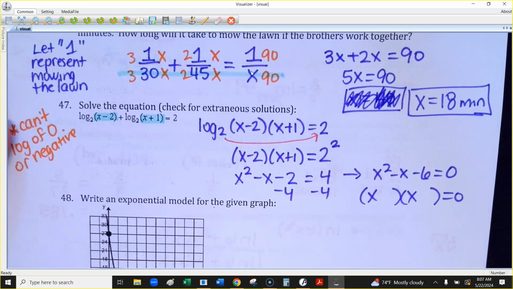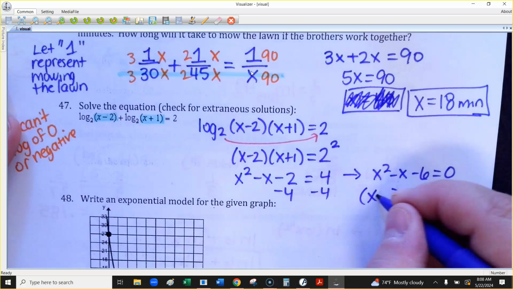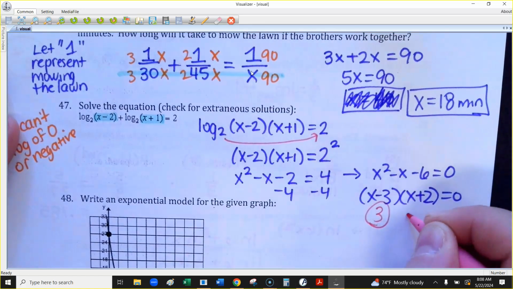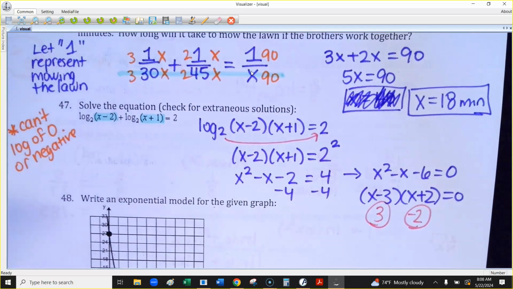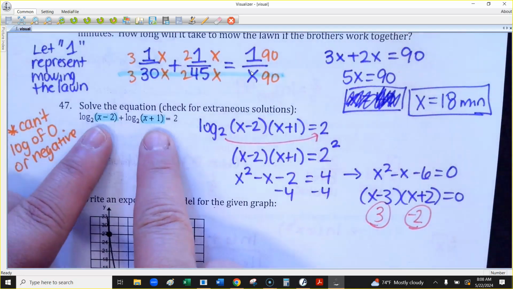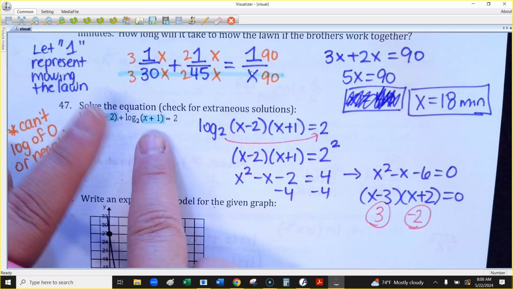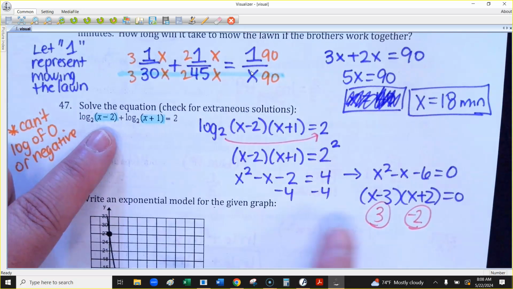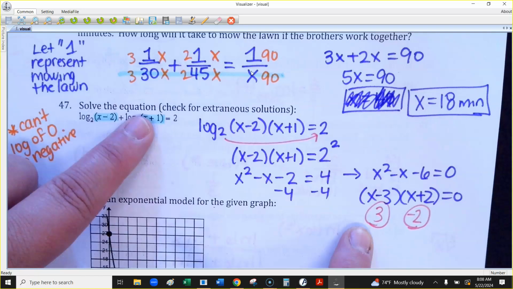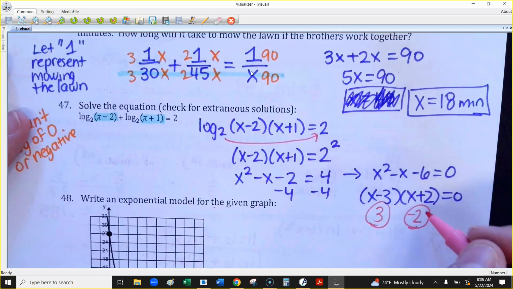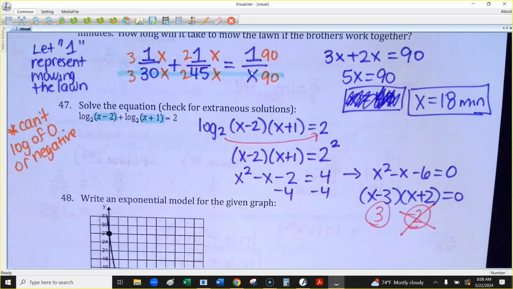Yes, -3, +2. So my 2 answers are 3 and -2. Now, we just have to check if either one of these parentheses would be negative. If one of them is, it's automatically out, or if both, automatically out. If it makes anything 0 or negative here. So if I plug in 3, this is positive, this is positive. If I plug in -2, this is negative and this is negative, both of them. So the -2 is not going to be a solution there because it makes us take the log of a negative number. So just the 3 would be your answer.